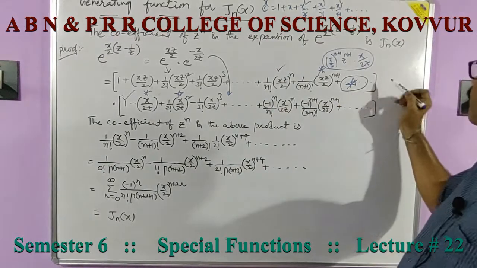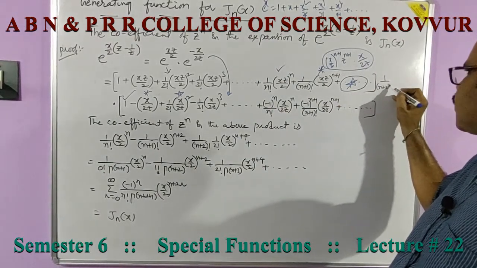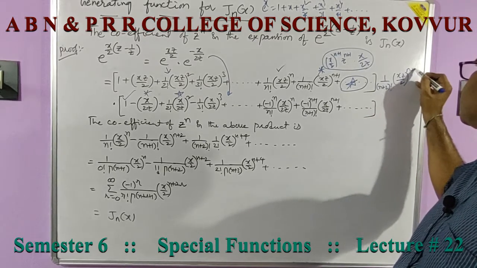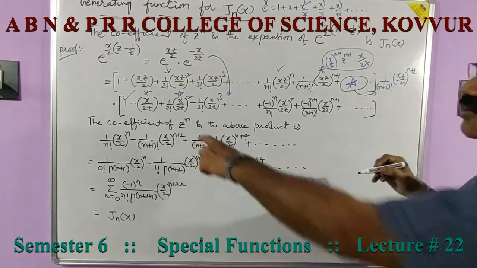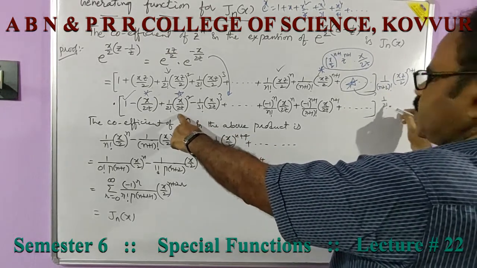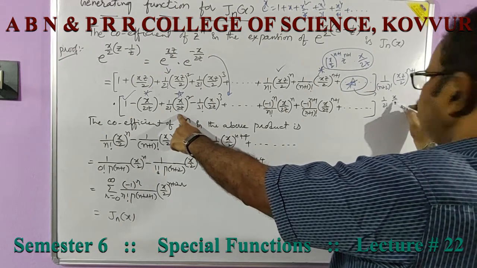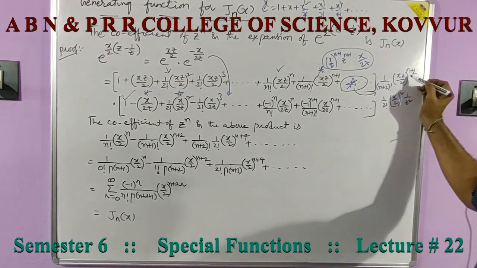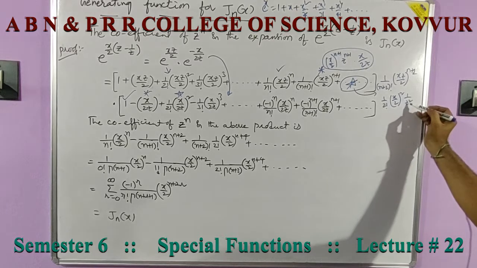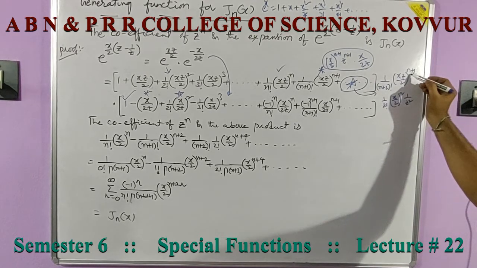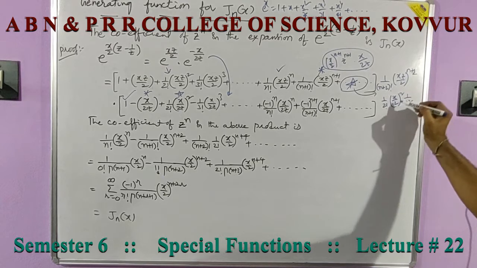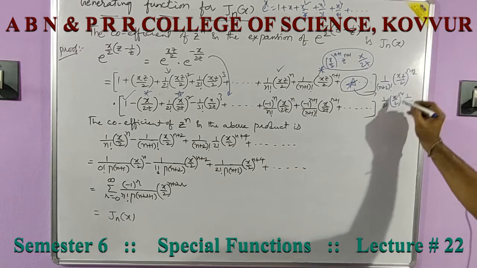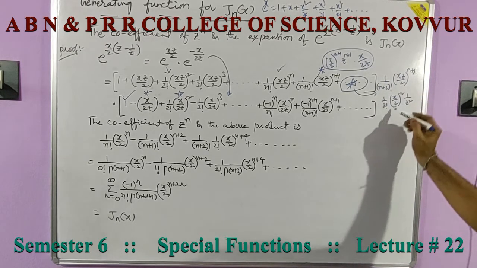Here you will have 1 by n plus 2 factorial, xz by 2 power n plus 2, and this one is 1 by 2 factorial into x by 2 whole square into 1 by z square. So this is z power n plus 2 by 1 by z square, that is z power n. Therefore this is x by 2 power n plus 2 plus 2, that is n plus 4, 1 by 2 factorial into 1 by 2 factorial, that is this one.